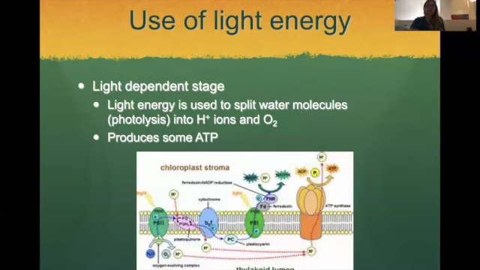So how do we use light energy? We do it in the light dependent stage. Light dependent, wow, that is an old term, but it just means that you need light to do this. So light energy is used to split the water molecules. That process of splitting water molecules is called photolysis, and we split them into hydrogen ions and oxygen. That oxygen is the byproduct, and we release it out, and that's what allows you to be alive. Those hydrogen ions are then sent through a series of enzyme-driven reactions that then produce some ATP.